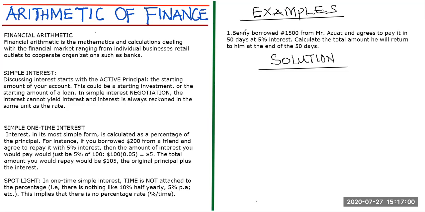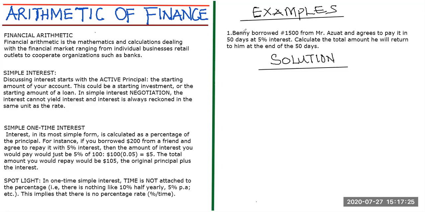So if you look at the percentage, or the rate rather, you discover there is no time attached to it. You just say 10%. You just say 10% of whatever you borrow, irrespective of the length of the agreement. That is simple one-time interest. So interest is just calculated once over the entire period.